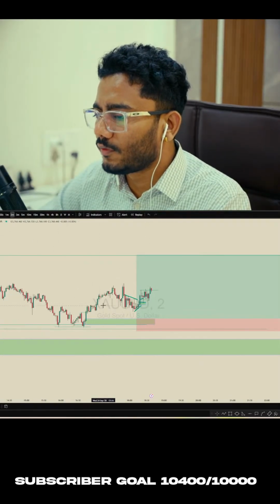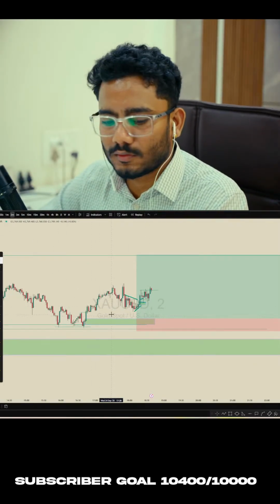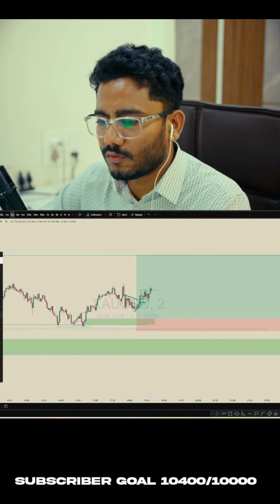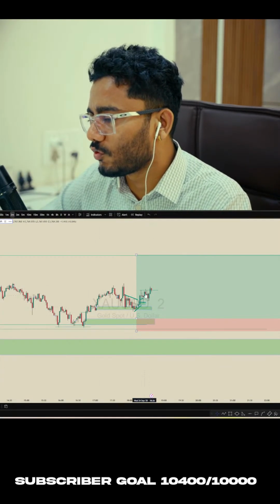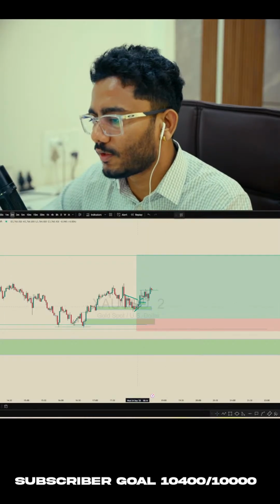Yes, price has reacted from this order block. When I started the live, I saw this order block, but price had already reacted from this. And if it is consolidating over here, it's creating more liquidity. That's why I'm not entering.